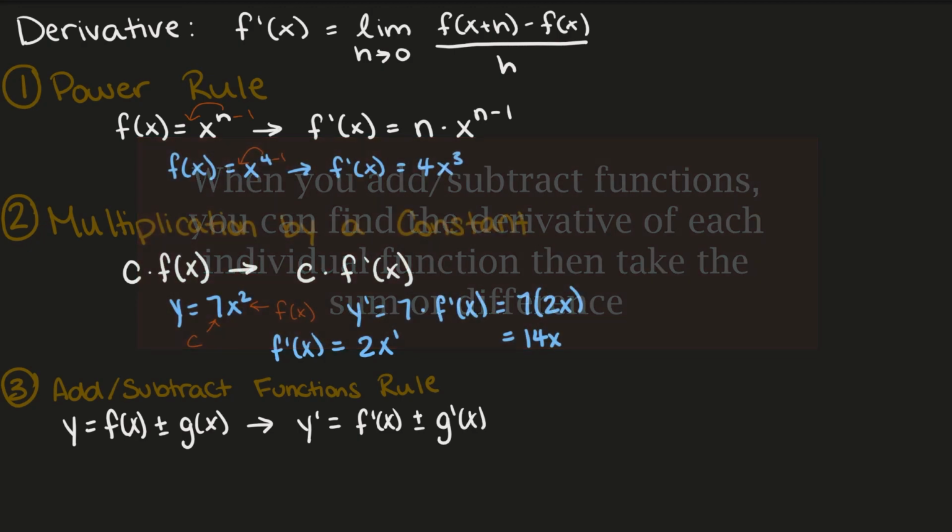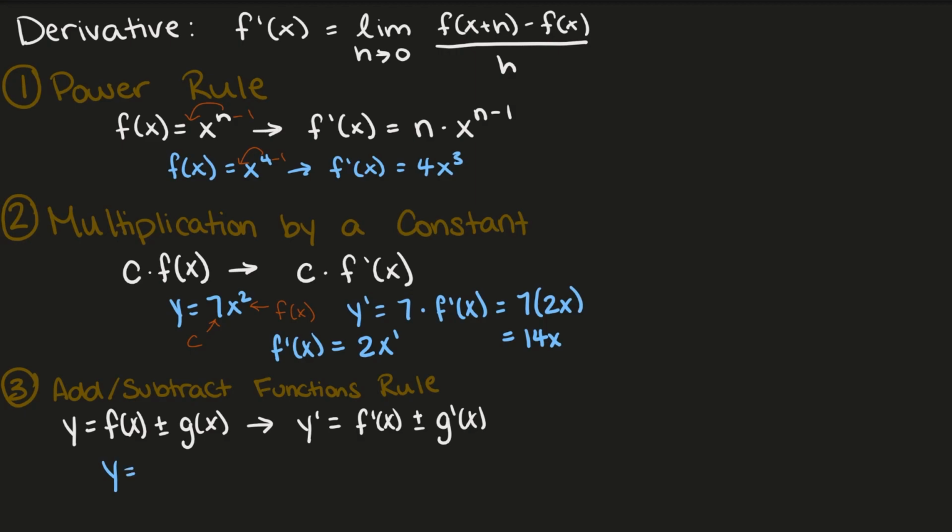For example, if we have y equals x squared plus x, then our x squared is our f of x, and our x is our g of x. So f prime of x will be 2x from our power rule. G prime of x will be 1 because the derivative of x will just be 1. Again, from our power rule, because x to the 1 will be 1 times x to the 0, and x to the 0 is just 1, so we're just left with 1. And that means our y prime will be equal to 2x plus 1, the sum of our derivatives of our function.